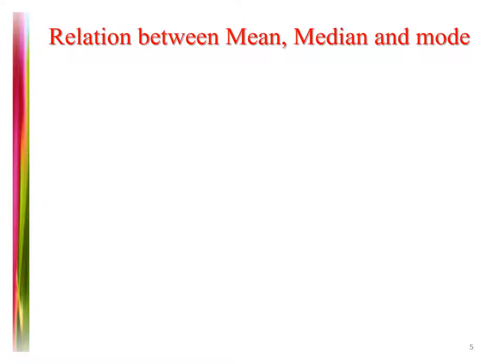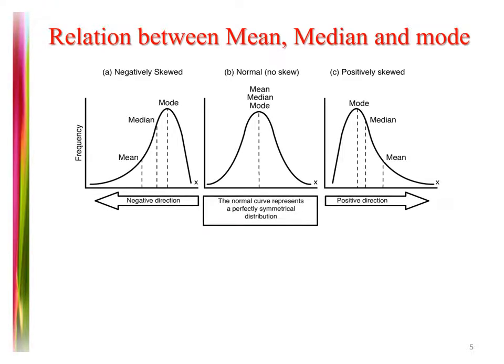So next, the relation between mean, median, mode. We already discussed the mean calculation, median calculation, and mode calculation. This is just a snapshot. We already introduced the skewed distribution. This is negative skewed, where the tail is in the negative direction. The mode value is the maximum frequency. So this is the mode value, and this is the median second and then the mean. So mean is less than median, which is less than mode.